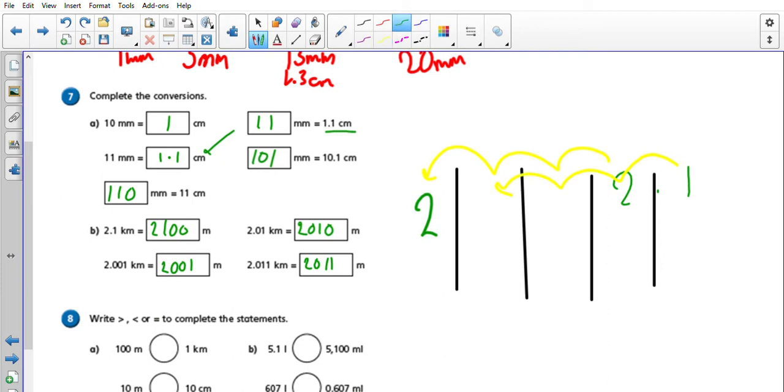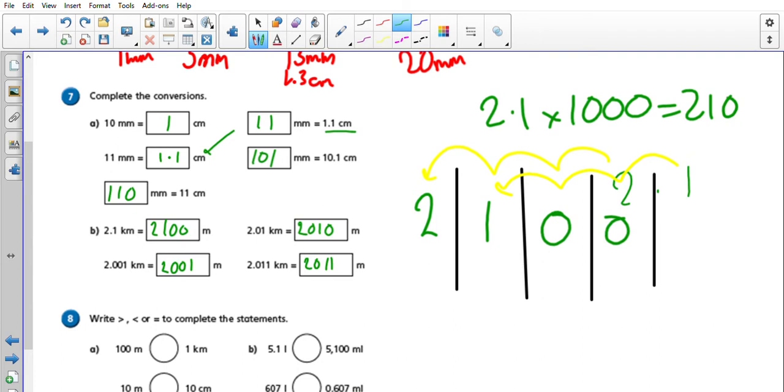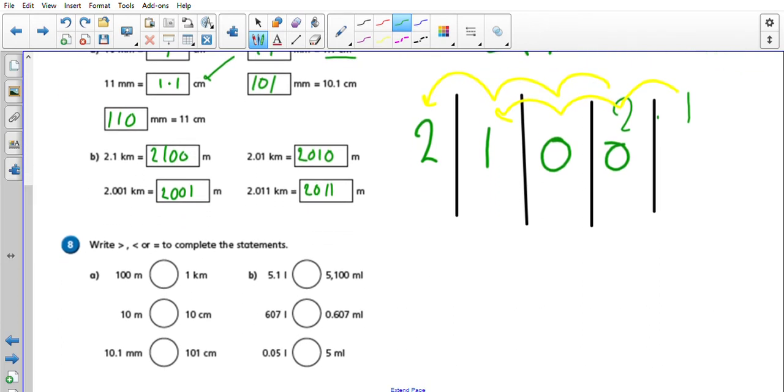Okay, so then that becomes in here, and then I add my placeholders. So that's why 2.1 multiplied by 1,000 is 2,100. Okay, straightforward stuff. We should be all over that.